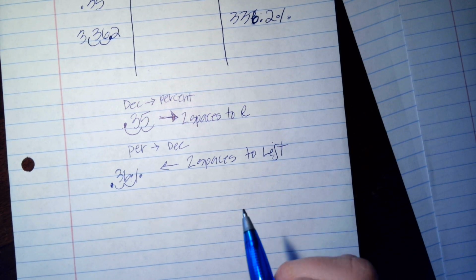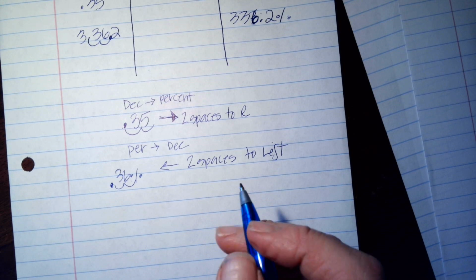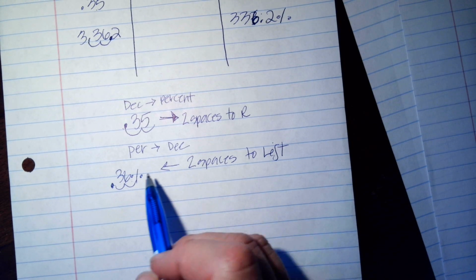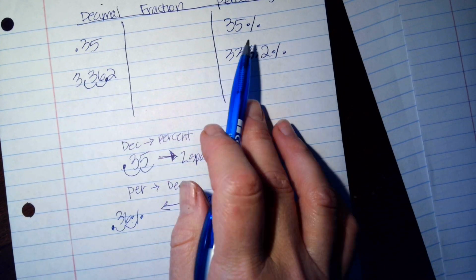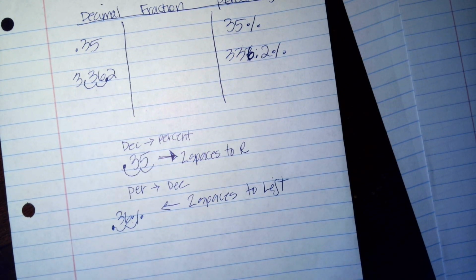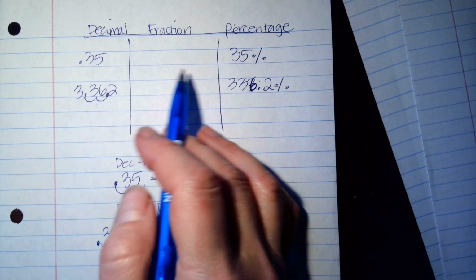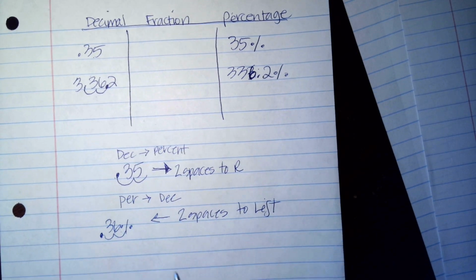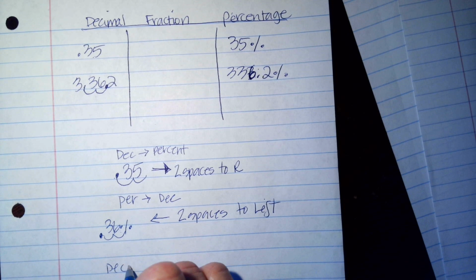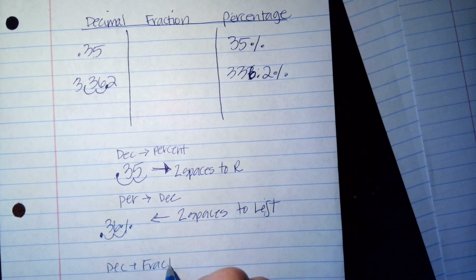All right. Wait, so how do you get it to a fraction? Yeah, so far we've done decimal to percent and percent to decimal. Now to change a decimal to a fraction, or to change a fraction to a decimal, we'll do both of them. Decimal to fraction is pretty easy.